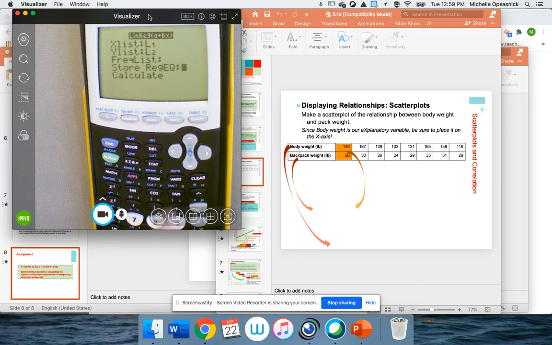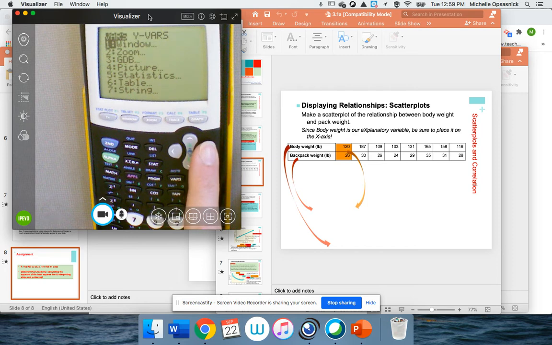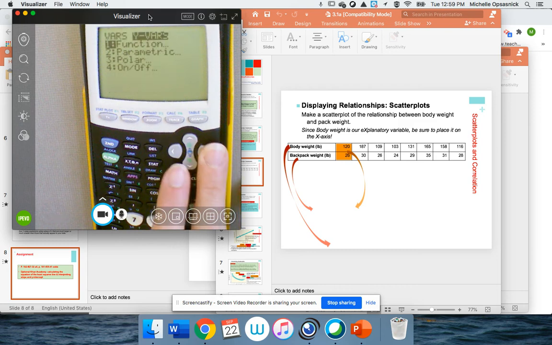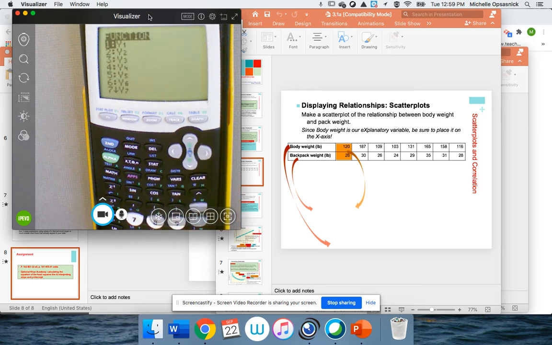So in order to do that, I hit my variables key. I scroll over to Y variables. And then I hit enter for function. And then I can hit enter again for Y1. So again, that was variables, y variables, function, y1.